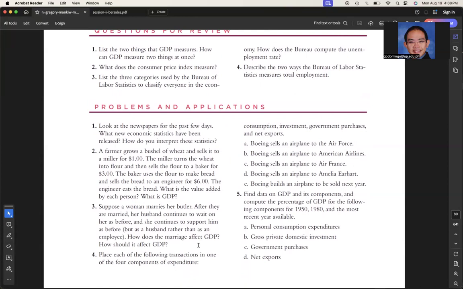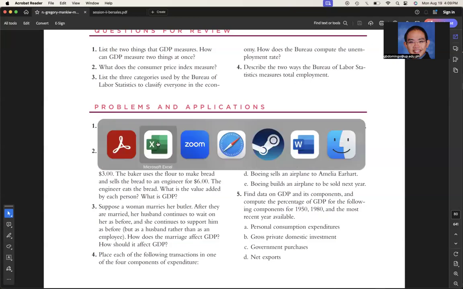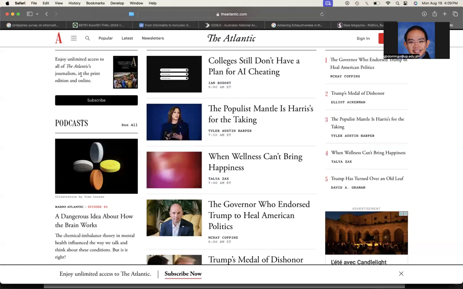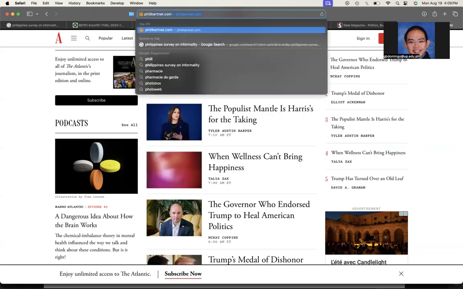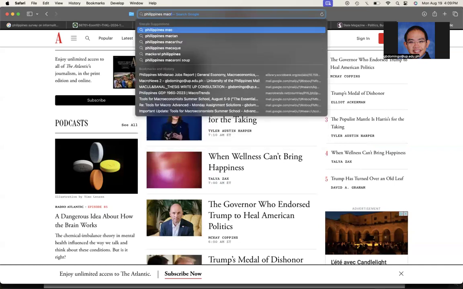All right, so let's try to answer some of these questions. The first question, super easy: look at newspapers from the past few days. What new economic statistics have been released? How do you interpret these statistics? So why don't we go check out the news right now? I'm just going to move this down here. Currently reading The Atlantic. Philippines macroeconomic news.